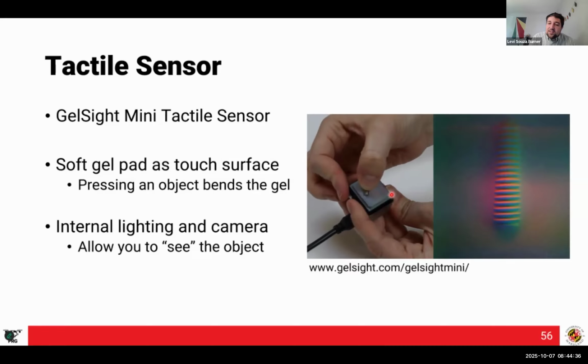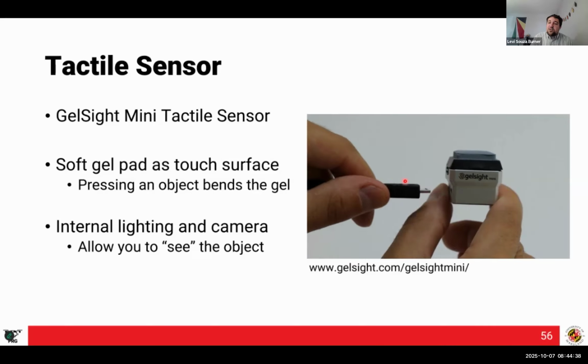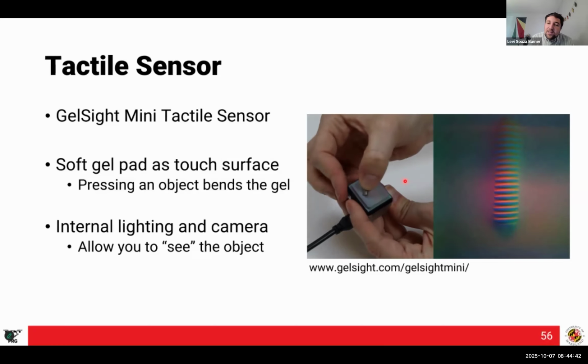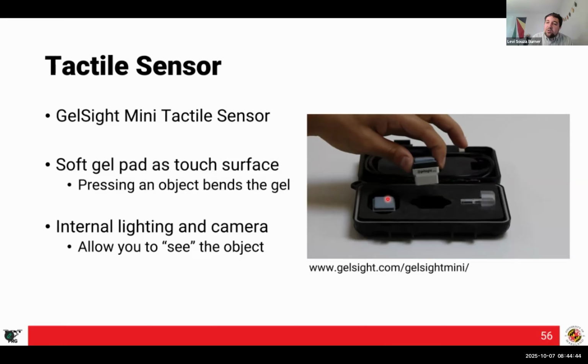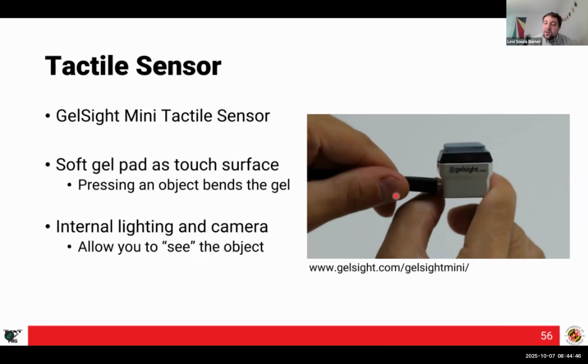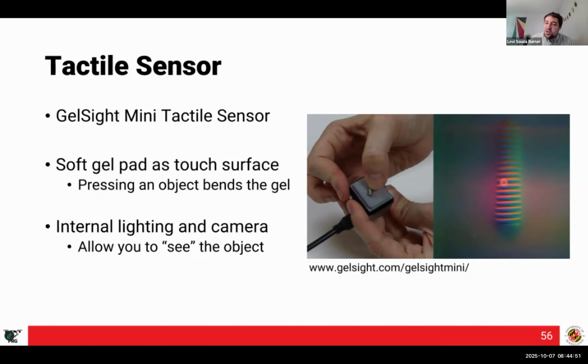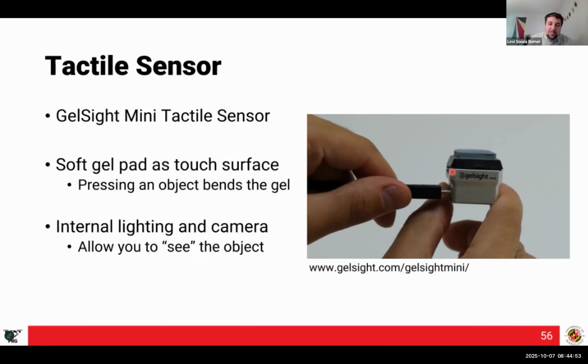To do so, we use this sensor called the GelSight Mini. It's a touch sensor that tries to simulate what skin might feel. And if you press an object against it, internal cameras will observe the deformation of the skin as changing colors, and you can get very accurate depth or distance maps from this.